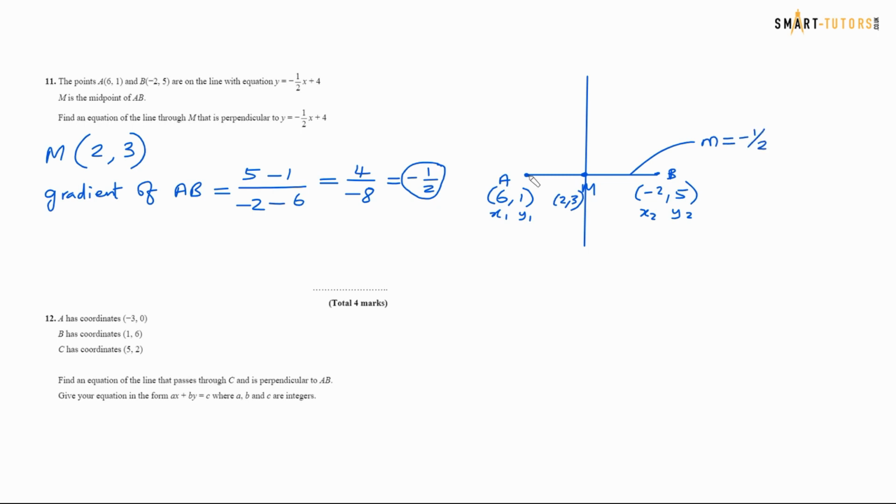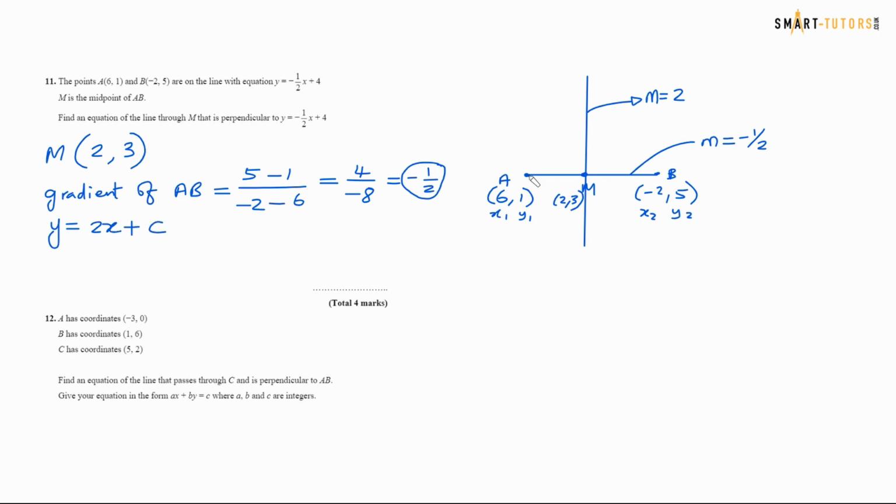We already studied perpendicular lines have a negative reciprocal. If this is minus half, the perpendicular line's sign flips, so the negative is not going to be there. Reciprocal means flip: 1 upon 2, flip, 2 upon 1. So the m is going to be 2. So the perpendicular line's gradient is 2. So y equals 2x plus c.